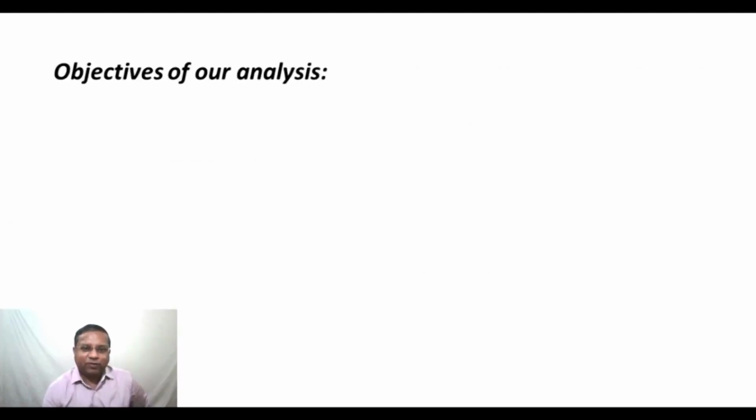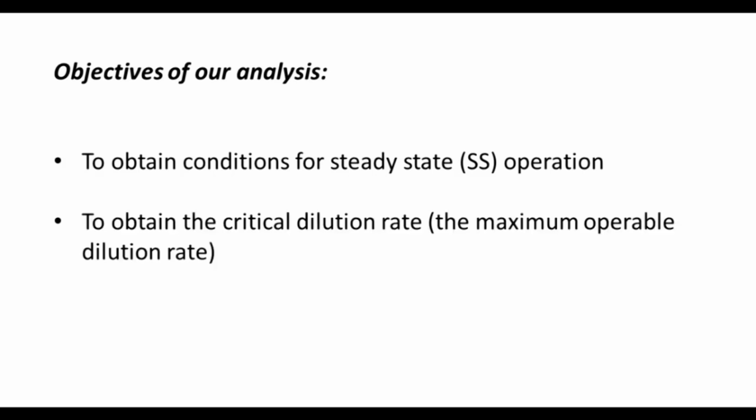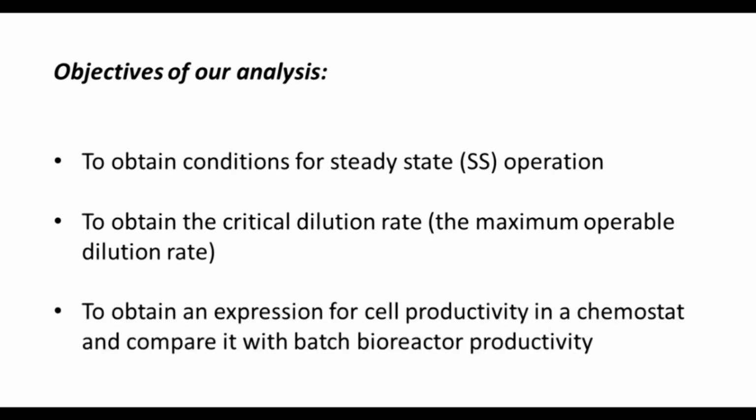The objectives of our analysis would be as follows: to obtain the conditions for steady state operation, to obtain the critical dilution rate, the maximum operable dilution rate, to obtain an expression for cell productivity in a chemostat and compare it with the batch bioreactor productivity. You might be in for a good amount of surprise here.